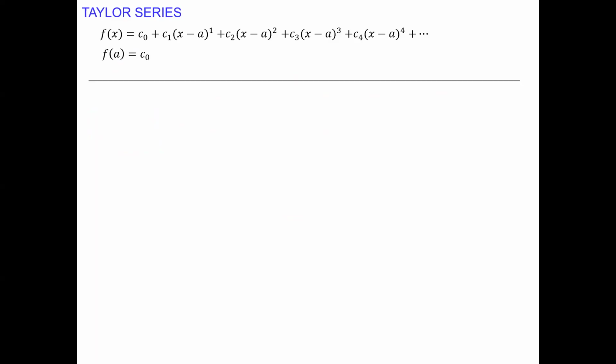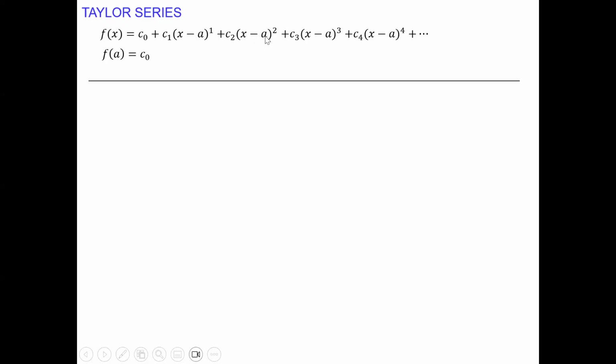Now I will take the first derivative. Taking the derivative of this expanded form is not a problem because it's just the derivative of power functions. For x to the power of 1 we have the constant coefficient c sub 1, so the derivative of c sub 1 x is just c sub 1. The derivative of c sub 2 x squared will be 2 times c sub 2 x.